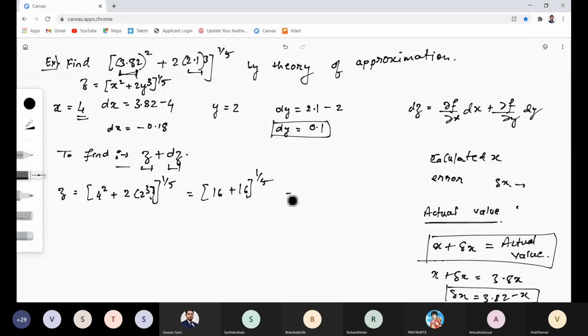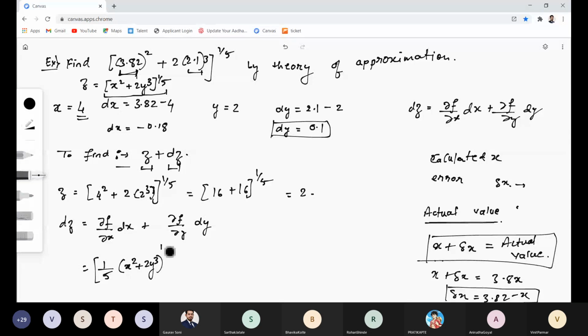Dz is equal to, what is the formula? Partial derivative of f with respect to x into dx plus partial derivative of f with respect to y into dy. What is the derivative of this term, (x square plus 2y cube) raised to 1 by 5, with respect to x? I'll write it down in bracket: 1 by 5 (x square plus 2y cube) raised to 1 by 5 minus 1. By chain rule, derivative of x square plus 2y cube with respect to x will be 2x, bracket complete, dx, plus the other bracket, 1 by 5 (x square plus 2y cube) raised to 1 by 5 minus 1 into derivative with respect to y, so that will be 6y square dy.